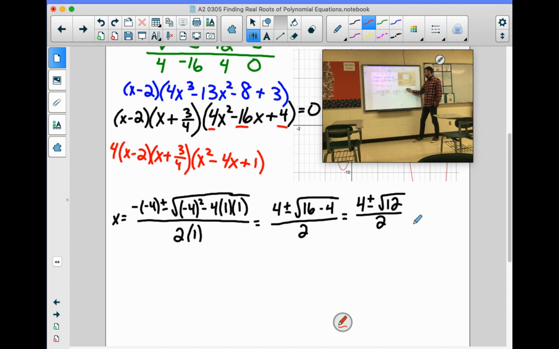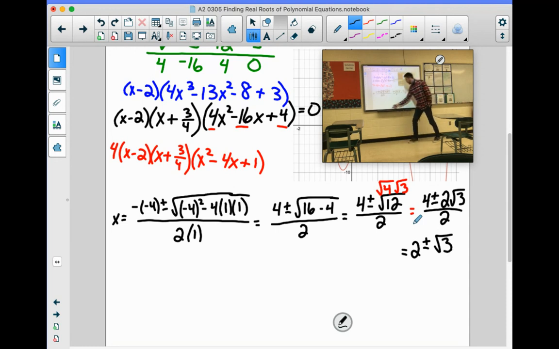And 12 has a perfect square. It's 4. 4 times 3. So that will give us 4 plus or minus 2 root 3 over 2. Now we can divide both of those by 2. It gives us 2 plus or minus root 3. Now, this gives you 2 zeros, right? We're looking for 4 zeros altogether. So we have the positive 2, we have the -3/4, and then this will give us our other 2 zeros.